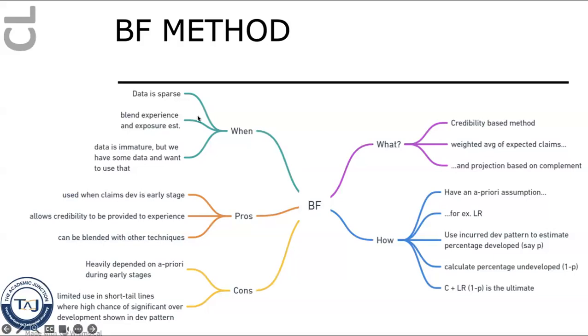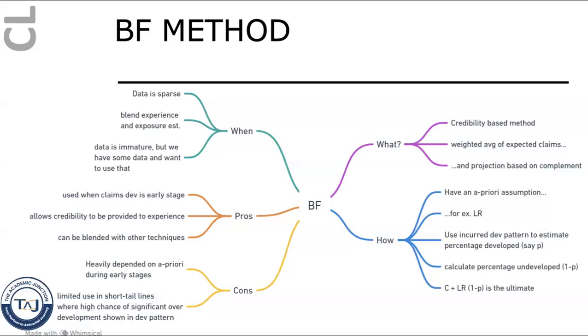So when do you use the Bonita-Ferguson method? You use it when data is sparse, right? And you can tell me that, okay, data is sparse. Why are we using Bonita-Ferguson and not the ELR method, which is easier, right? And which is a fair question. Now, there is another nuance to this answer. The answer is data is sparse, and I want to blend experience and exposure estimates. I want to use this data. It's not like I don't want to use this data. I have some data. It is immature, but I have some data, and I want to use that in my estimate. And that's where Bonita-Ferguson shines.